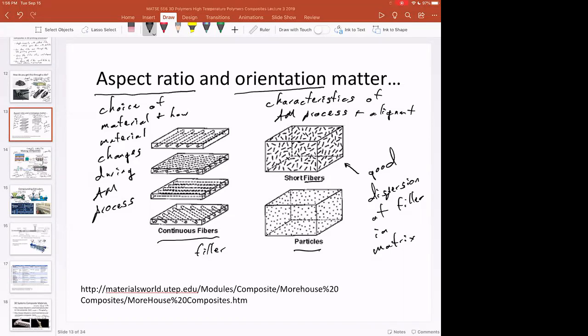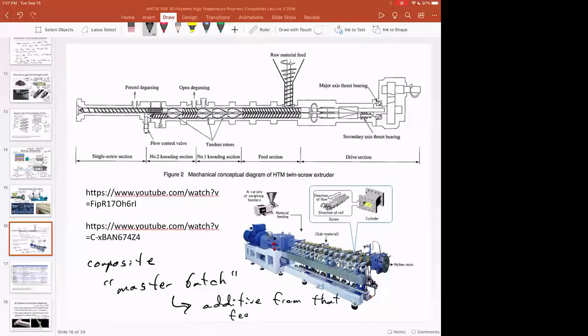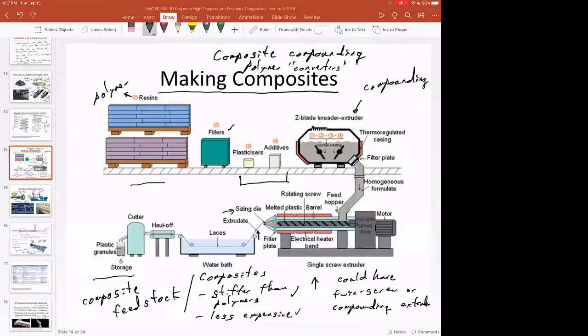And so that's generally done in what we might call a composite masterbatch. And then we take that and we do additive manufacturing from that feedstock. So in general, we're not going to make a composite material as we're doing the additive process. So we don't have one of these dual feed extruders hooked up to our additive process. In general, we're going to make a composite first, or we're going to compound the composite as our feedstock, and then we're going to go to the additive process after that.